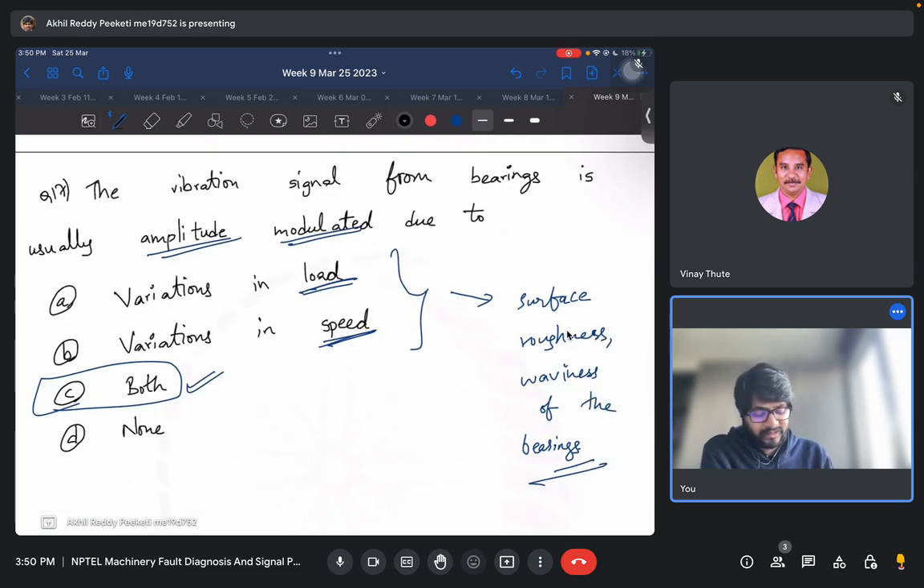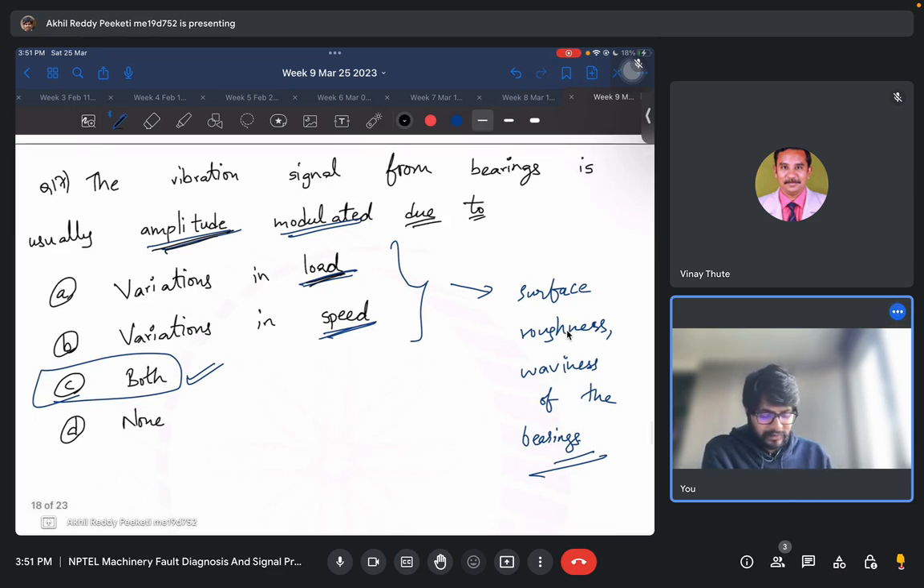Next, the vibration signal from bearings is usually amplitude modulated due to, mainly, variations in load, and when you have the rotational speed also varying, then also you will get amplitude modulation. So the answer is both.